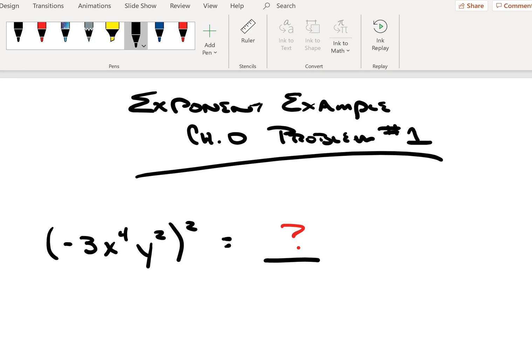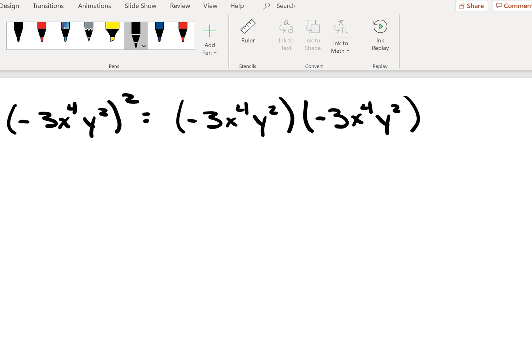answer will be. So the first option that we have is we could expand this out based on our exponent rules, and we see that the entire quantity is squared, and so we would rewrite this as the base -3 x to the 4th power y squared, and we would put 2 copies of that multiplied together. That is simple expansion of our exponent.